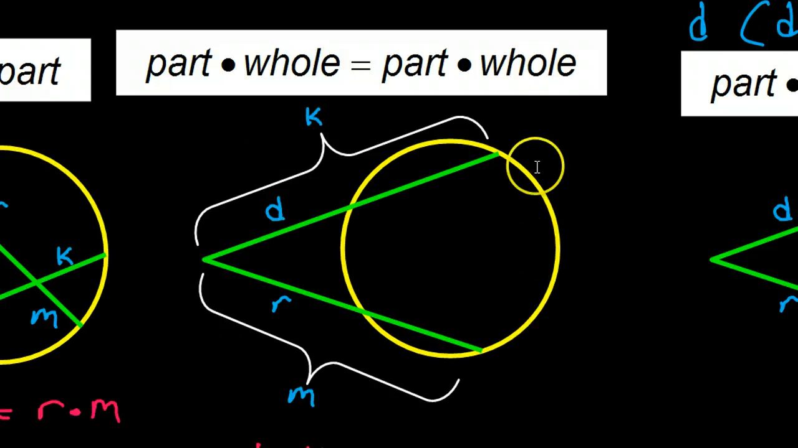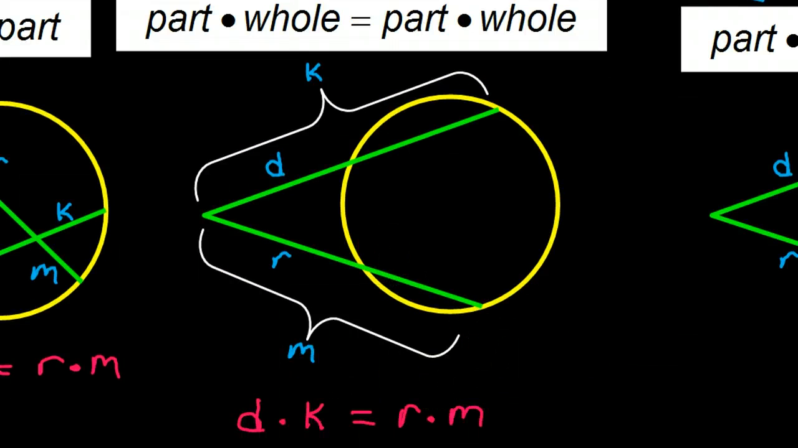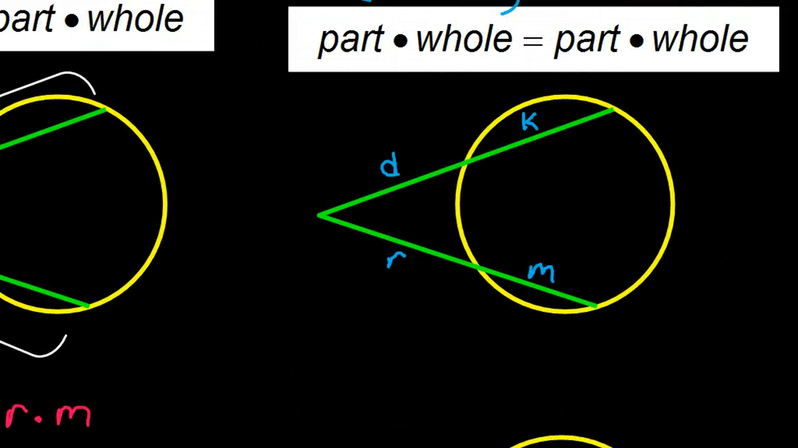On the other hand, when you have these secant segments that go outside of the circle, then it's part times whole equals part times whole. Now when I say part, it's the outer part times the whole equals the outer part times the whole. So D times K equals R times M. Okay, like this.